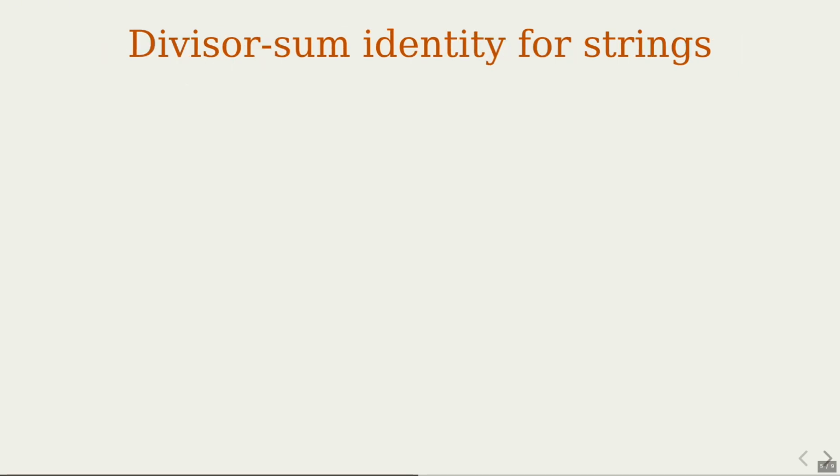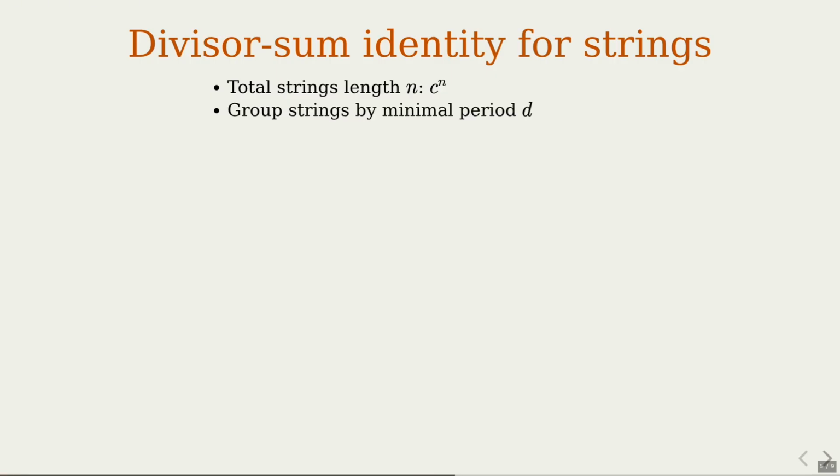Now, we use minimal periods to express a simple counting formula. For each of the n positions, you have C color choices, so there are C to the n strings in total. Using minimal period, we can partition all strings into groups where every string in a group shares the same minimal period d. By definition, A of d counts the strings whose minimal period equals d.